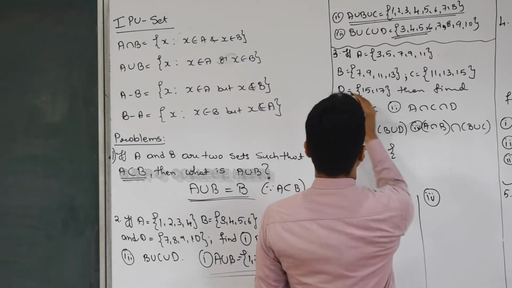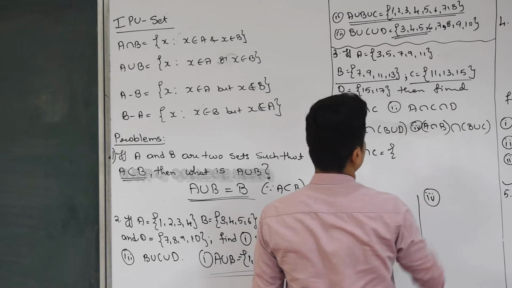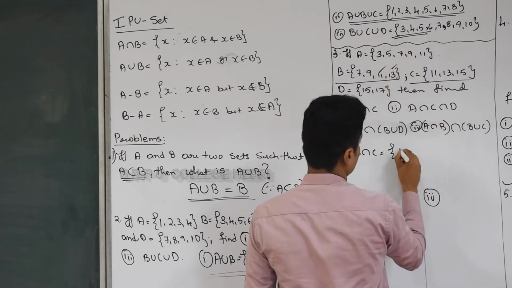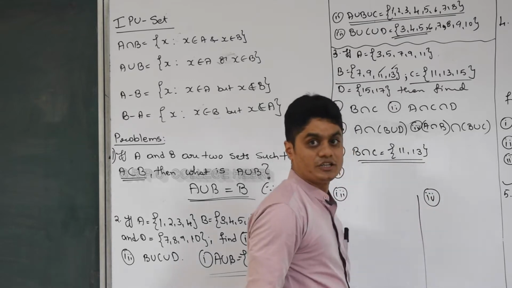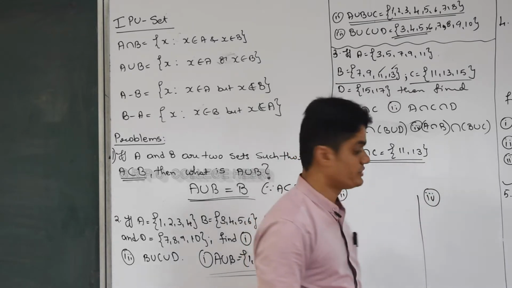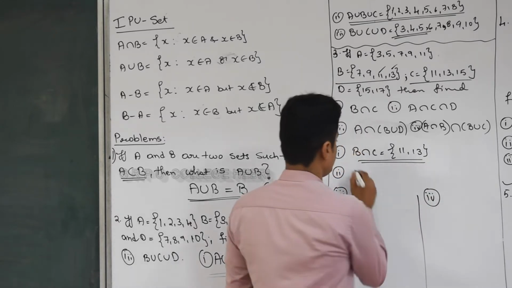Okay, so look at B and C first. This is B, this is C. What is common in these? 11 is common, 13 is common. So what is the answer? 11 and 13. That's it. You are taking the common elements between the sets, so it is 11 and 13. What is the next one?